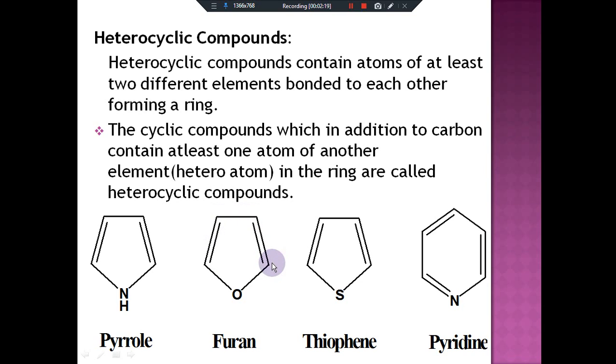These are the 4 carbon atoms. It's a 5-membered heterocyclic compound. And thiophene, it is also a 5-membered heterocyclic compound. It contains sulfur as a heteroatom, extra element present in addition to the 4 carbons. And pyridine is a 6-membered heterocyclic compound in which nitrogen is the extra element. It is a heteroatom in addition to the 5 carbon atoms present in the ring. These are all examples of heterocyclic compounds.